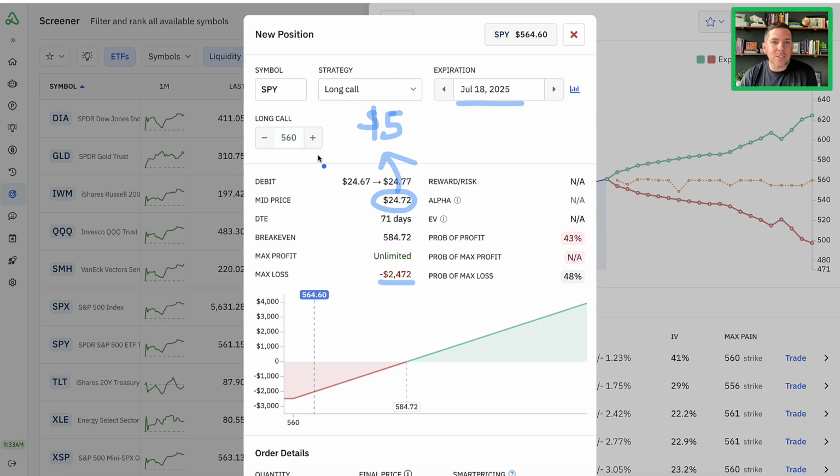Because if we were to exercise this contract right now, we would buy stock at 560 and immediately sell it for 564, 565. So about $5 of intrinsic value. The leftover value is about $20 of extrinsic value in this contract. So right now, this contract has a ton of extrinsic value and only a little bit of intrinsic value.